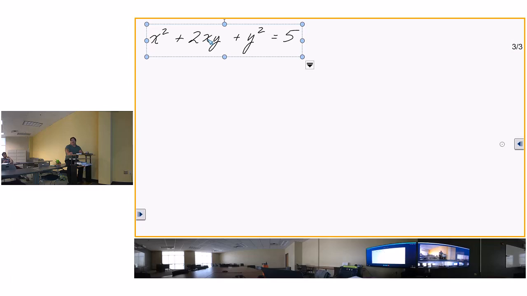Yeah, the XY, you're going to use the product rule. So go ahead and do it. I'll do the 2. That'd be 2x and 2y. I'll do that for you. Now you do the rest of it.